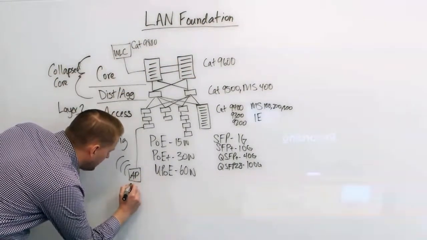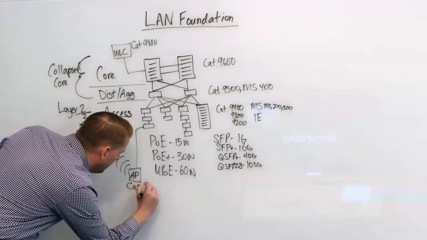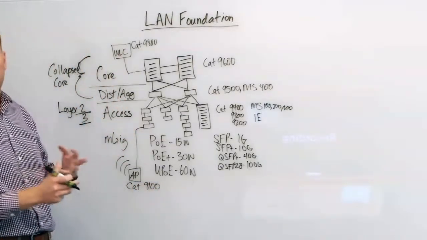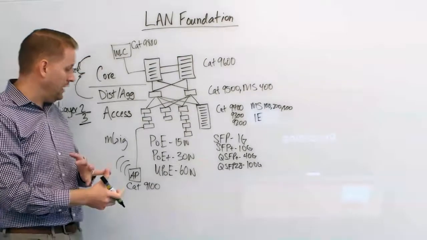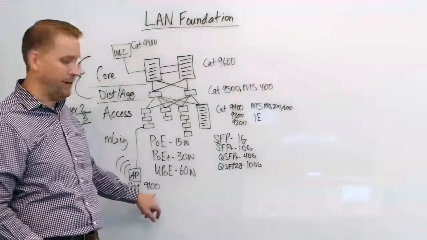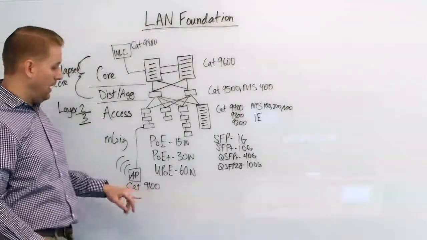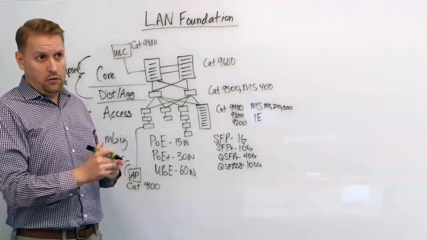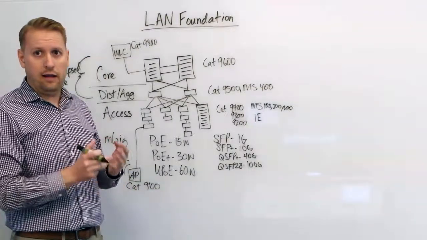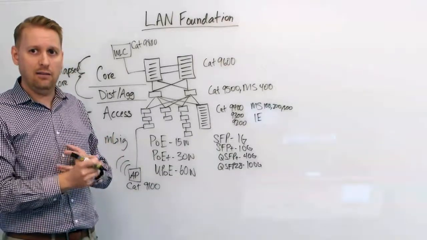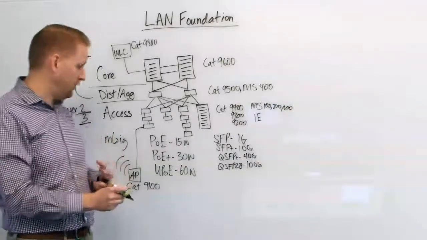the current generation are the Catalyst 9100 series. So there's a 9115, 9117, and 9120 currently. There will be additional future models coming out in that 9100 series. These take the place of the 3800, 4800, 1800, 2800 series, which were 802.11 AC Wave 2 access points.